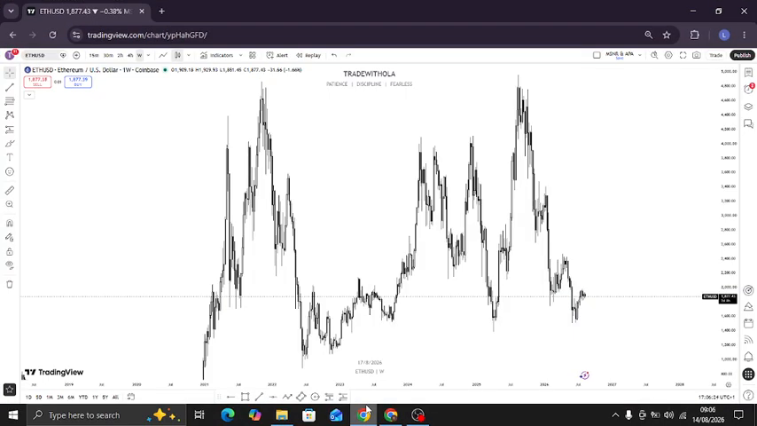This is Trade with Ola, and I've been getting a request for me to actually show you guys how I mark out my support and resistance level using Malaysian SNR. Now, this video is going to be very crucial, very important, and obviously very educative.